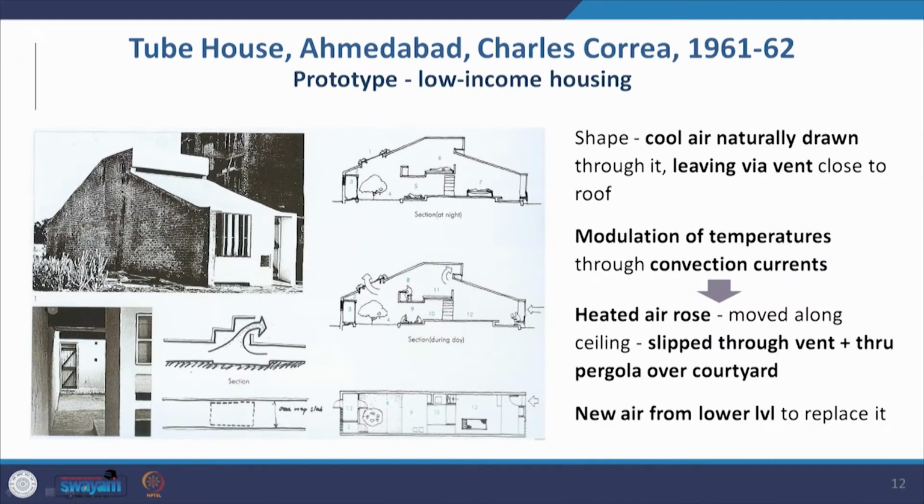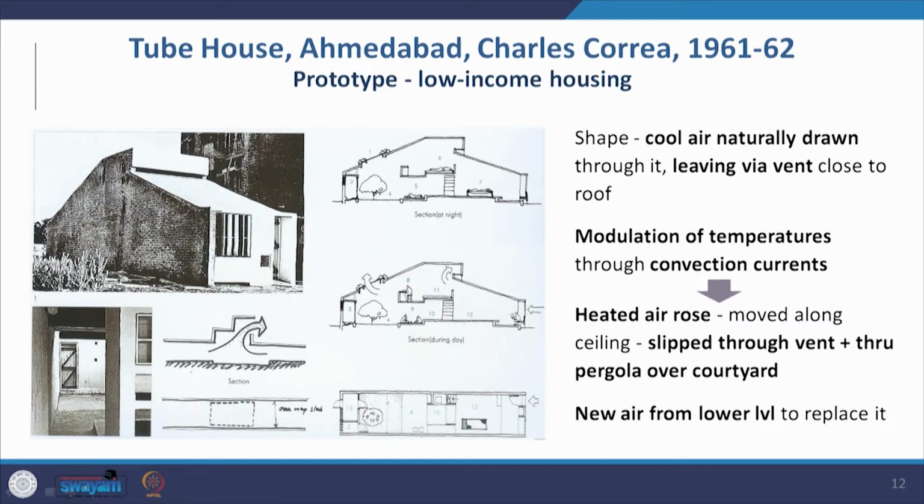Let us come to the Tube House in Ahmedabad by Charles Correa in 1961 to 62. It is a prototype low income housing, and its shape is designed in such a manner to bring cool air naturally drawn into the building and leaving via a vent which is close to the roof, creating a natural convection current and thus modulating the temperature within the building.